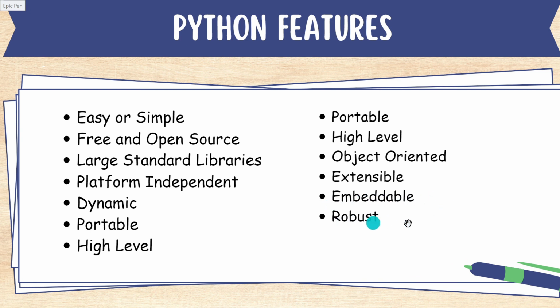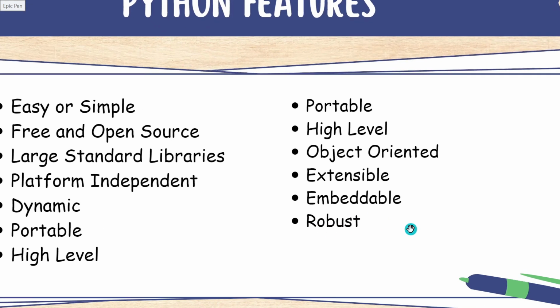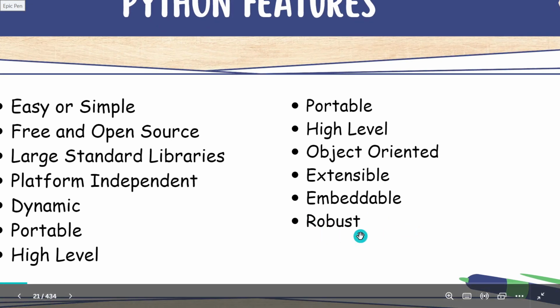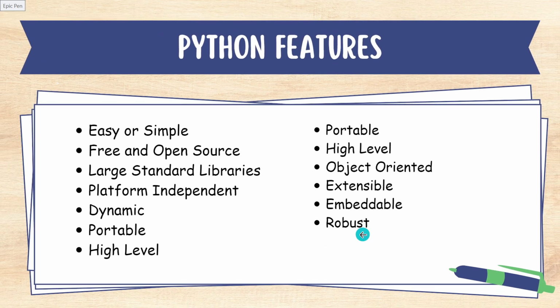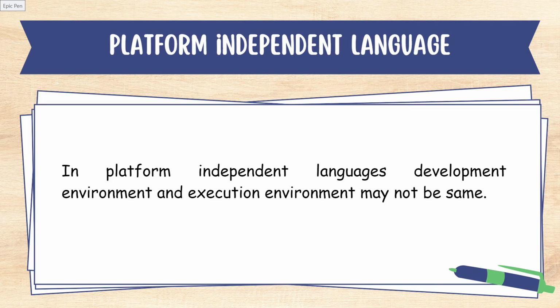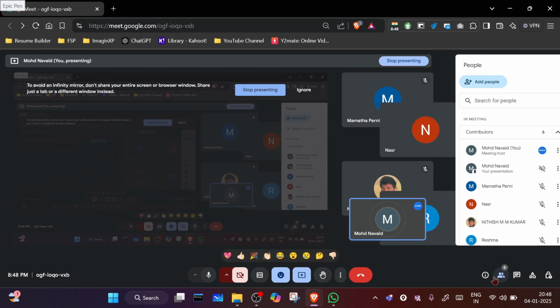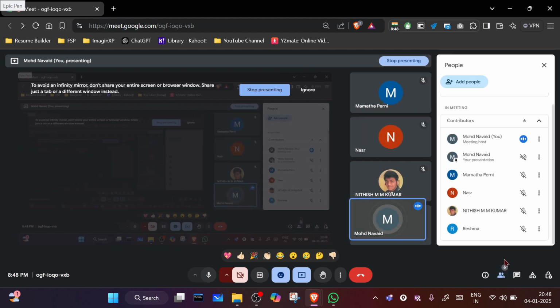And what about robust? Python is robust as well. Robust means it is powerful. If you are developing software in Python, hackers cannot easily hack your software. So it is robust as well. Let me give 5 more minutes and then we will wind up this class. If you have any questions, you can ask meanwhile.